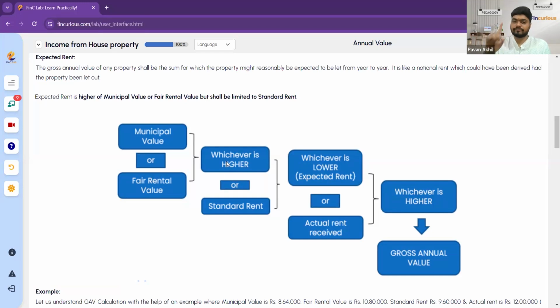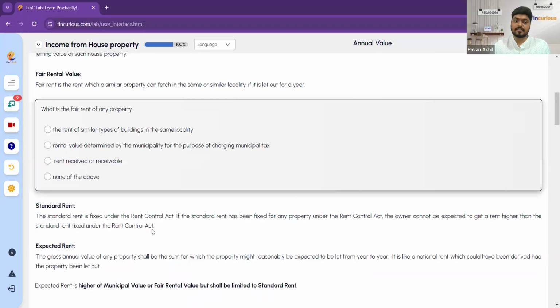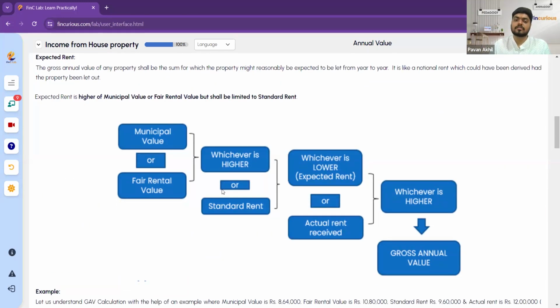Step 1, municipal value or fair rental value, whichever is higher, or standard rent. What is the standard rent again? There is a Rent Control Act. As per the Rent Control Act, the act will state that for this type of property, this should be the standard rent. So standard rent or the value which has been taken as the higher of municipal value or fair rental value.